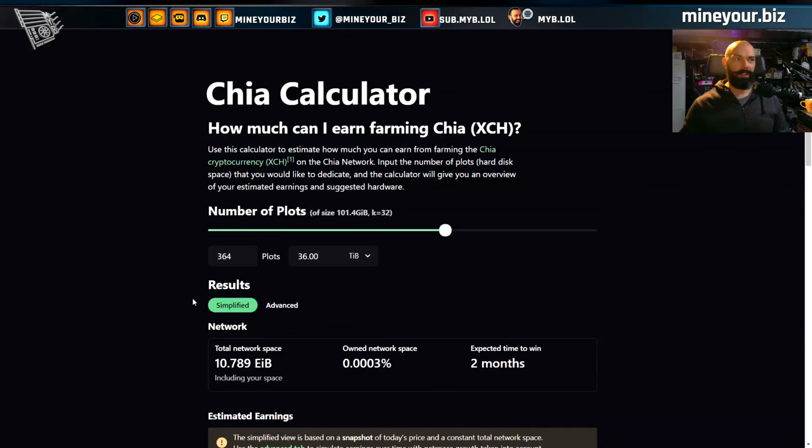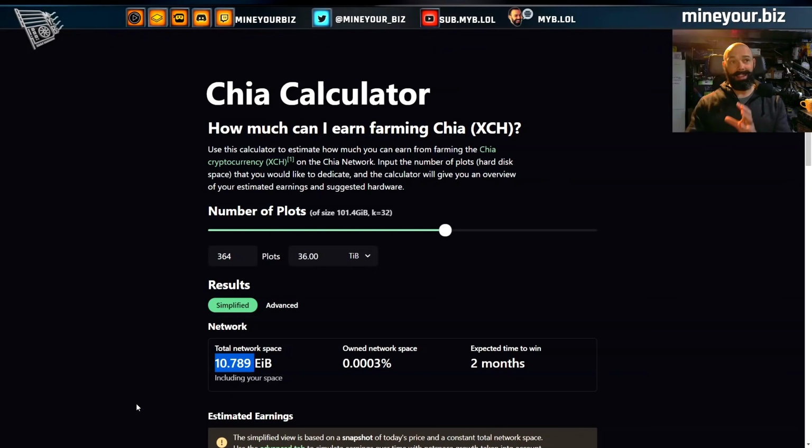That said, let's jump into the Chia calculator and try to look at a few scenarios before we talk about pools on Chia. Here we are in ChiaCalculator.com, and we've got a 36 terabyte stake in the Chia net space already set aside right now. As of today, the current net space is over 10 exabytes, nearing 11 full exabytes.